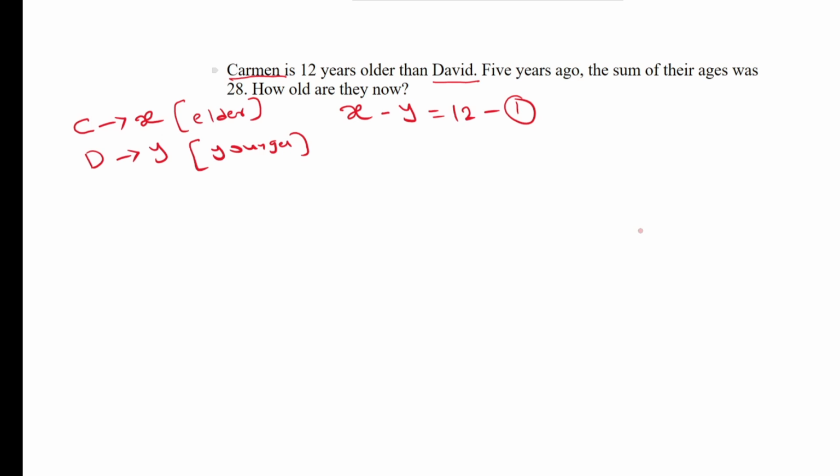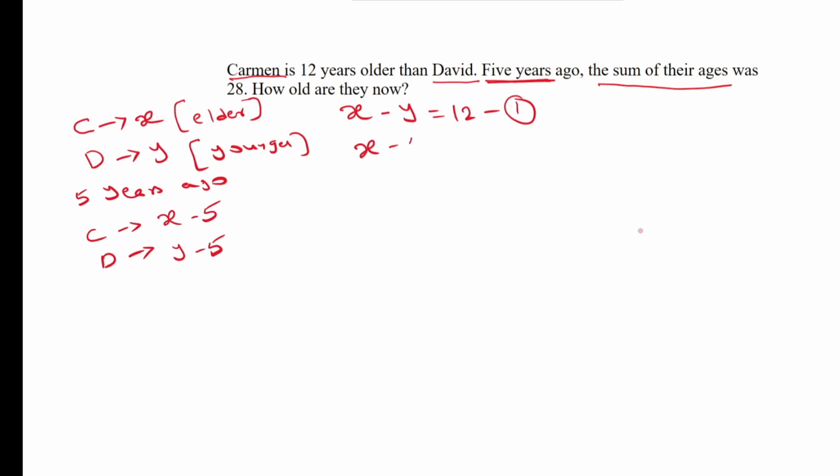Then moving to the second statement, 5 years ago, 5 years back, Carmen's age and David's age. Present age of Carmen is X, right? Then 5 years back it will be X minus 5. David's present age is Y, then 5 years back it will be Y minus 5. Now once you write this 5 years ago, we need to forget the present ages. 5 years ago, the sum of their ages was 28. Let us do the sum of these two ages.